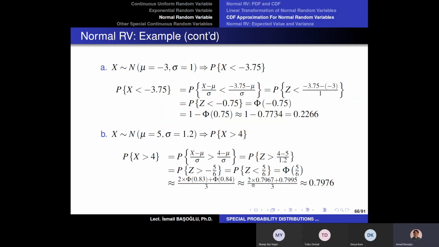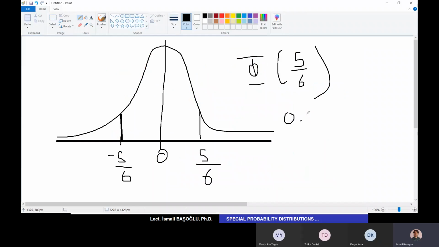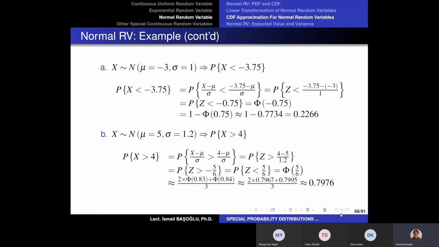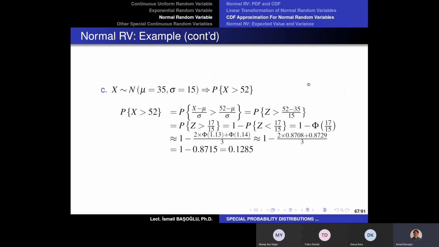Now you need to check this value from the table, and you definitely need to apply a linear approximation, because 5 over 6 is a value which is close to 0.833. It goes like this. So you need to apply a linear approximation for 5 over 6, and you are going to get something very close to 0.7976.